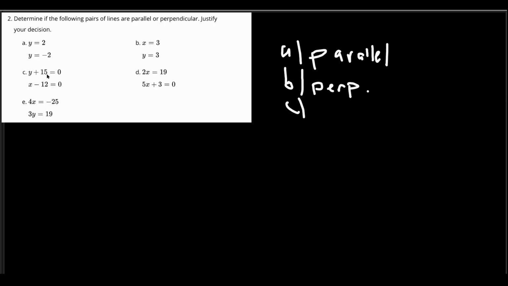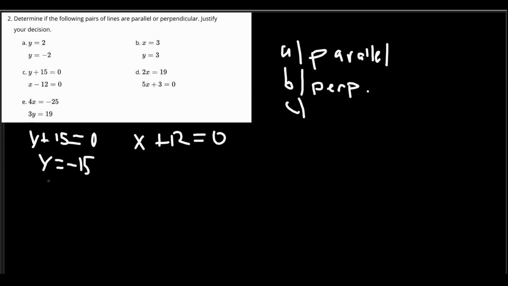We have y plus 15 is equal to 0, and x minus 12 is equal to 0. So, I will just get them into a better form. So if we were to look at this equation first, and we took away 15 from both sides, you would then get y is equal to negative 15. And this is obviously a horizontal line.